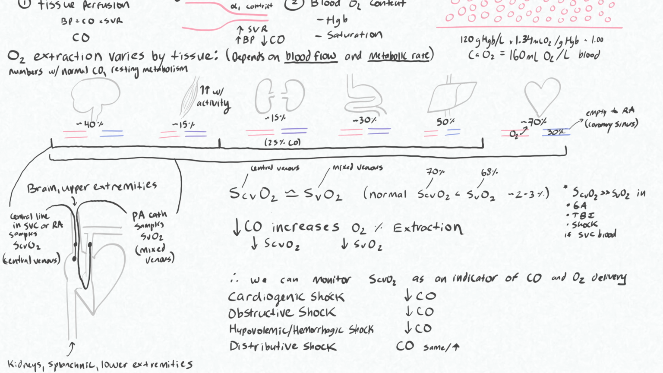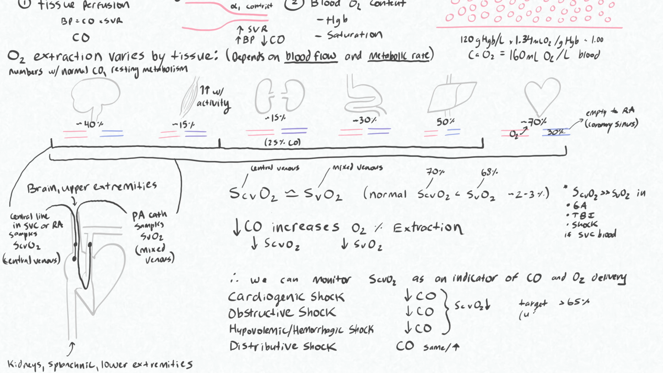Think about these shock states: cardiogenic, obstructive, hypovolemic, and hemorrhagic shock. These are all characterized by decreased cardiac output. Therefore, they'll all be associated with a low central venous oxygen saturation. So what we may do here is track the central venous sats and target them to be greater than 65%.